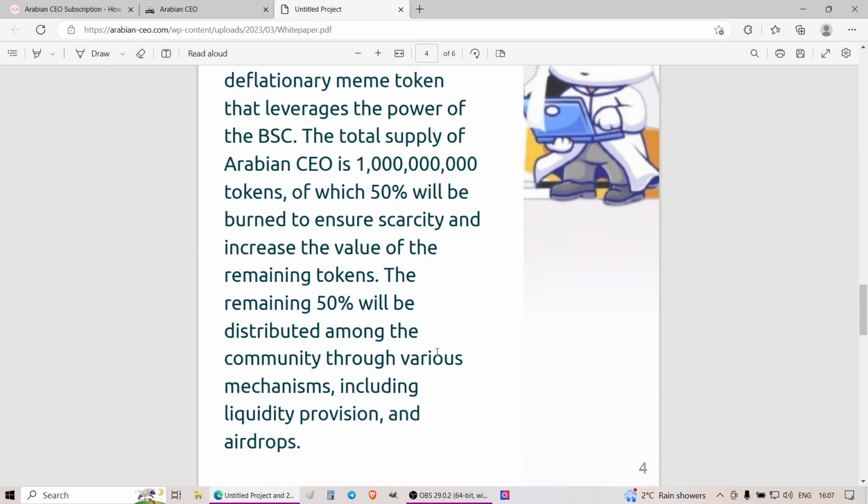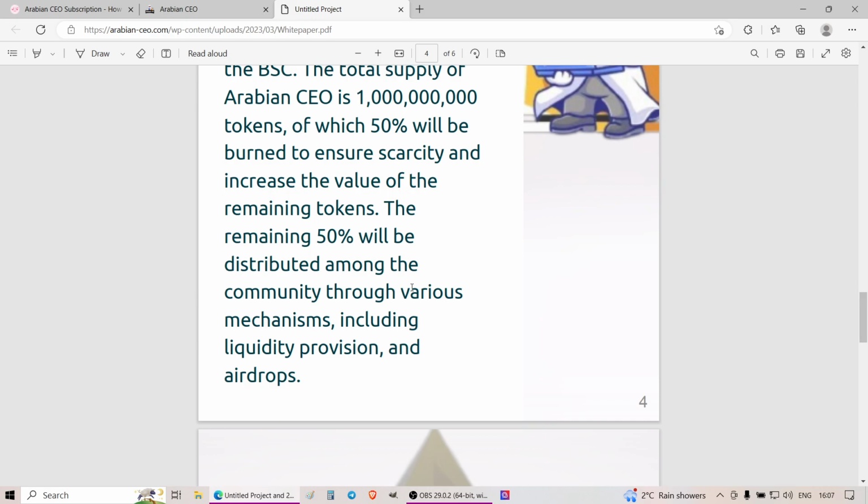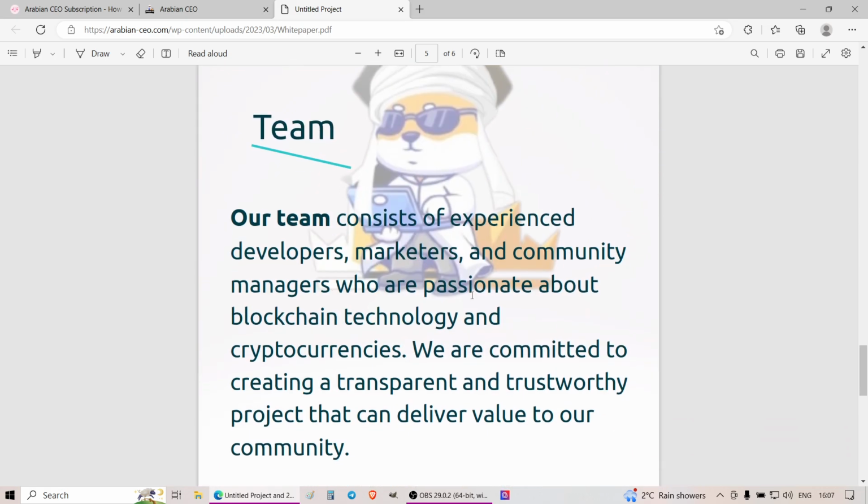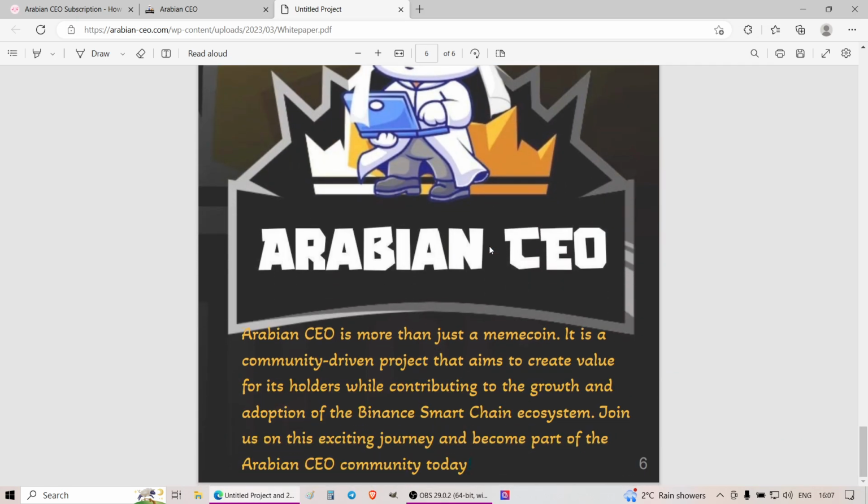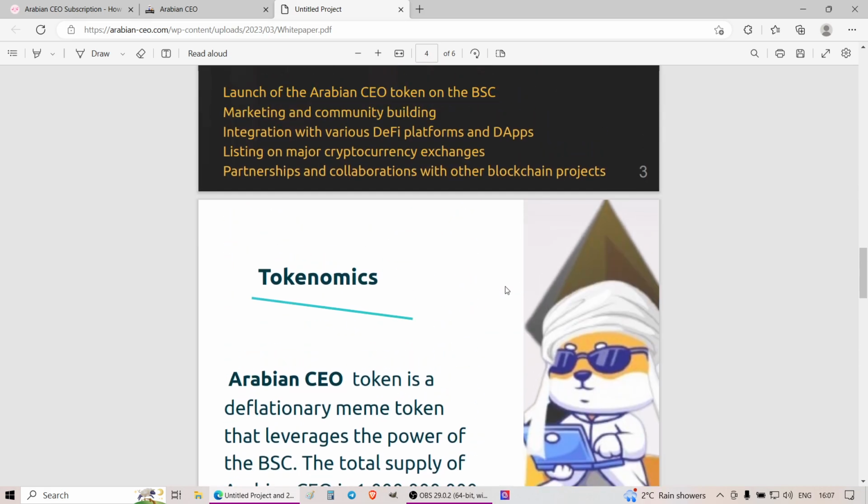Looking further, the remaining 50% will be distributed among the community through various mechanisms, including liquidity provision and airdrops. Our team consists, a nice story. And that is it. The white paper is literally 6 pages long.